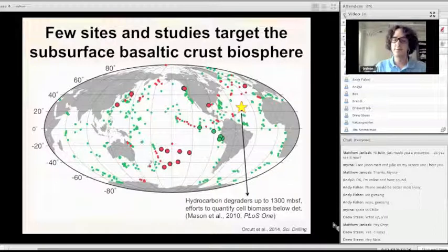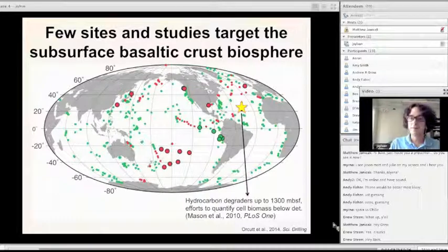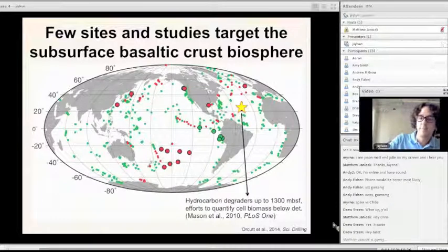Mason and colleagues collected a bunch of samples and found evidence for hydrocarbon degraders up to 1,300 meters below seafloor, and also tried to do some cell biomass quantification, but found that things were either below detection or their methods just weren't quite working out for them.